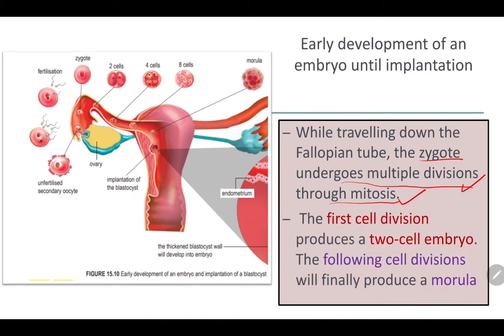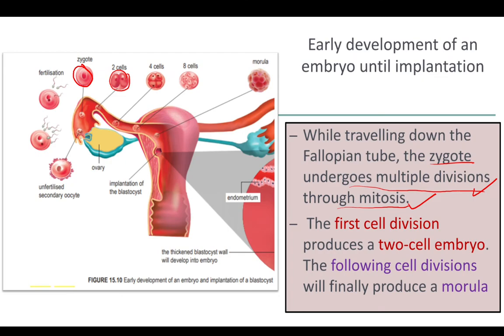Okay. The first cell division would produce a 2 cell embryo. So from one cell of zygote, it undergoes the first cell division and would produce a 2 cell embryo. The following cell divisions would finally produce a morula. From 2 cells, the 2 cell embryo undergoes mitotic division to form a 4 cell embryo. The 4 cell embryo undergoes mitotic division to form an 8 cell embryo. The 8 cell embryo undergoes repeated mitotic divisions to form a morula of 100 cells. So morula here. And what happened next?